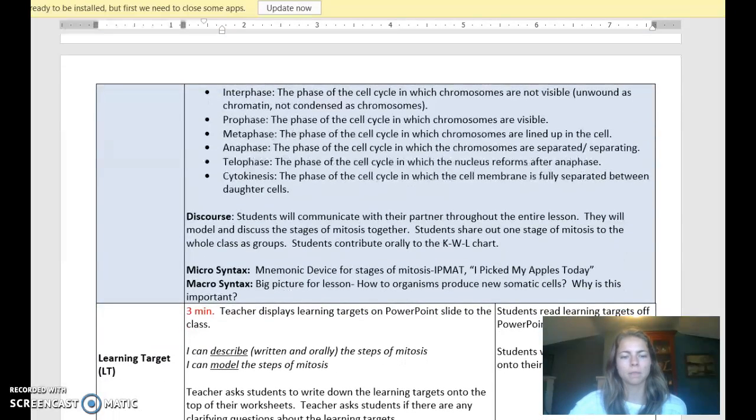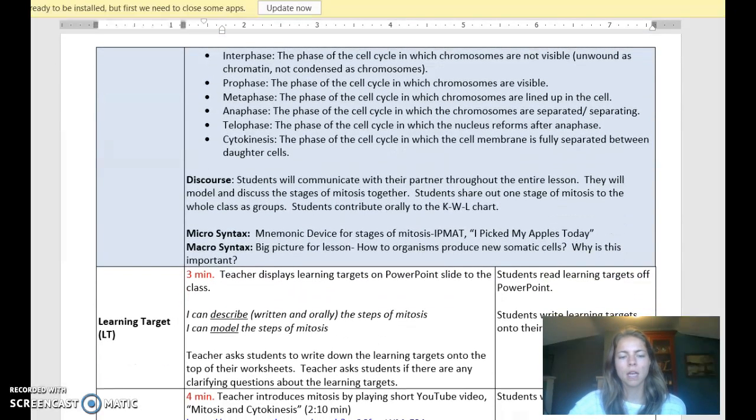over them several times. My discourse, so the students are going to be communicating with each other pretty much throughout the whole lesson with their partner, and then afterwards, I have a piece in my lesson where the students work with their whole table group, so probably groups of 4, and they draw the stage on the whiteboard, and then they stand up and present what happens at that stage. So that's another way of creating communication and discourse between the students. And then also when they contribute to the KWL chart, they're going to be talking in front of the class and telling each other their thoughts.